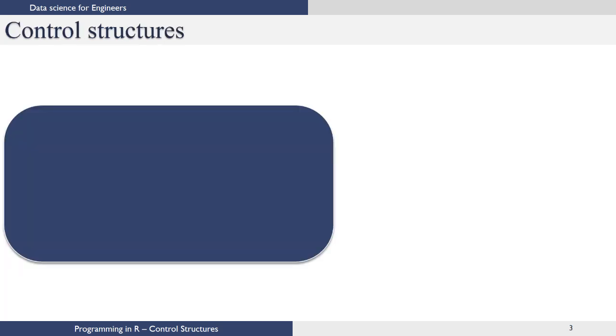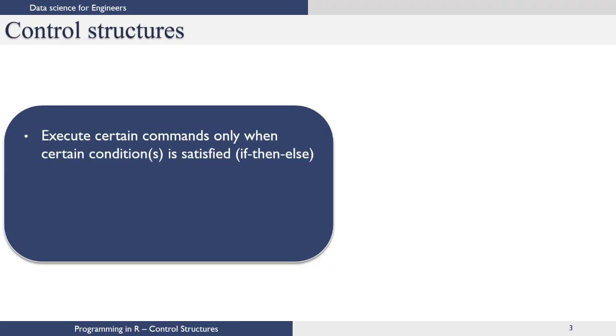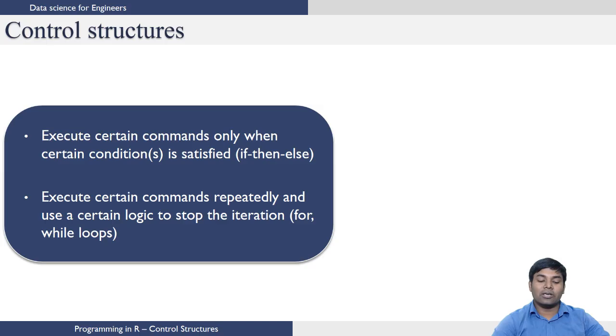Control structures can be divided into two categories. The first one is where you need to execute certain commands only when certain conditions are satisfied. An example of this control structure is the if then else type of construct. The second one is to execute certain commands repeatedly and use certain logic to stop the iteration. Examples of this kind of construct are for and while loops.